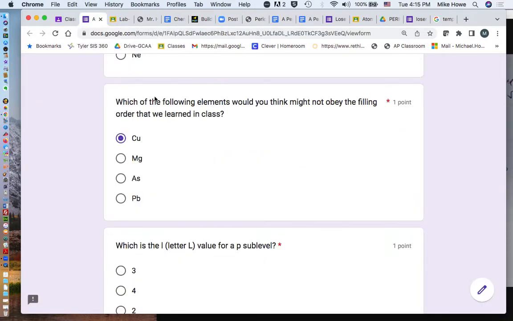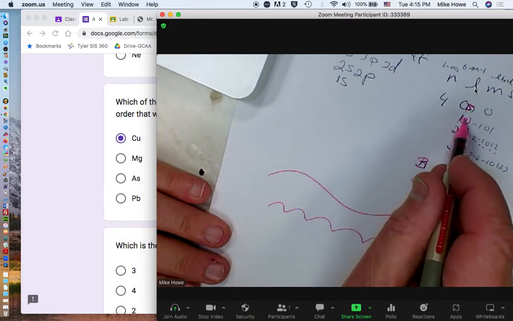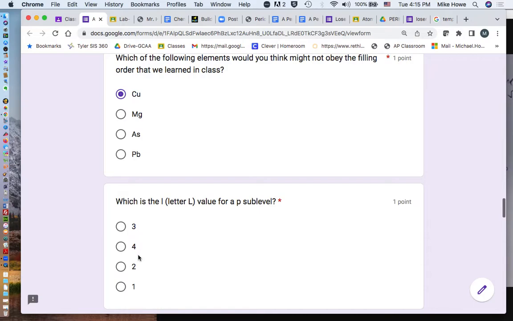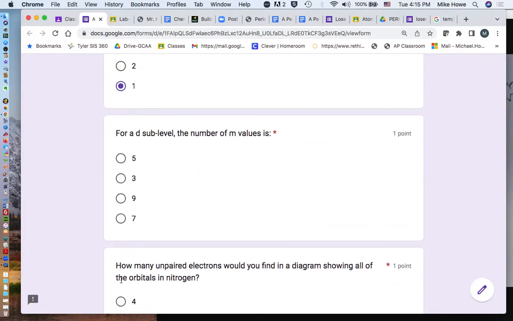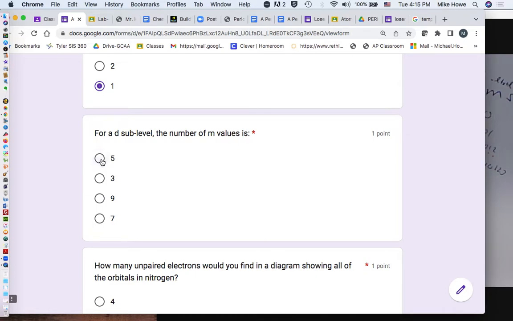The L value for a P sublevel. For a P sublevel, L is equal to, hang on, click, come back. For a P sublevel, L equals 1. For D sublevel, how many M values are there? Well, let's go back and look at that same picture. So the D sublevel, M values 1, 2, 3, 4, 5. So the answer is 5.